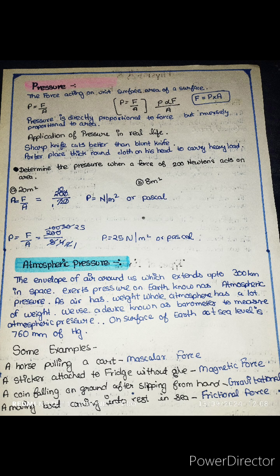Here I have given two numericals in which we have to find the pressure, which you can easily see. The force would be given to you, like here the force is 200 Newton and the area is 20 meters square. As pressure equals force upon area, the force will be on top and the area in the denominator. Now you can just solve them and your answer is here.